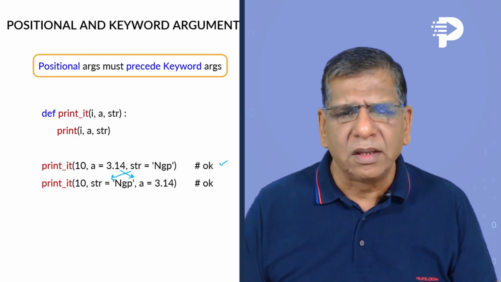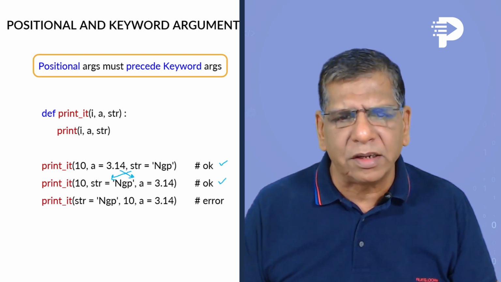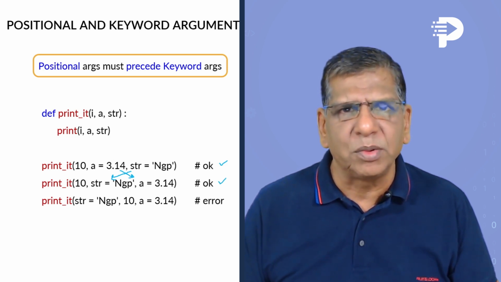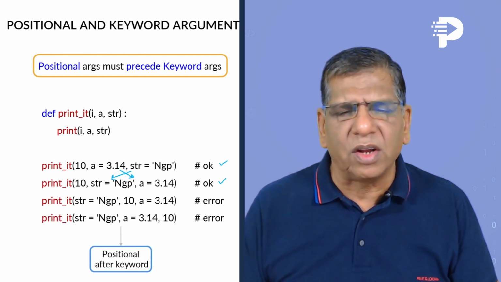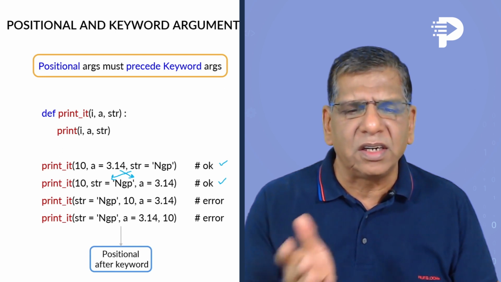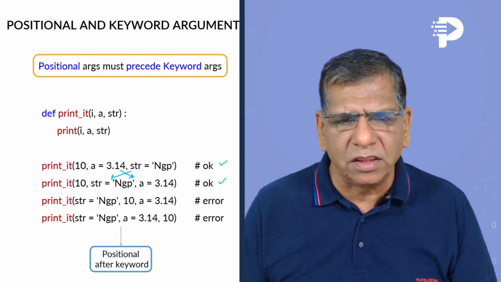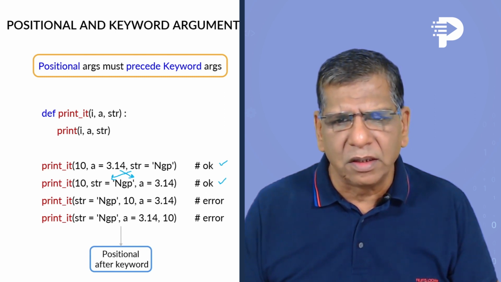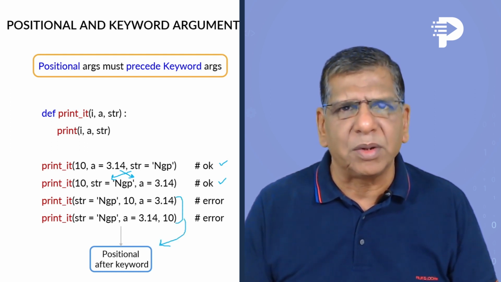This is fine. The third call, however, is problematic because 10 has come after the keyword argument. 10 is a positional argument. It should have been at the beginning. So the moment I put it in the middle, that's an error. This is also wrong because 10 has gone at the end. Positional arguments, we said, should come before the keyword arguments, whereas in these two cases positional arguments have been out of place. They have come after the keyword arguments. That's unacceptable.